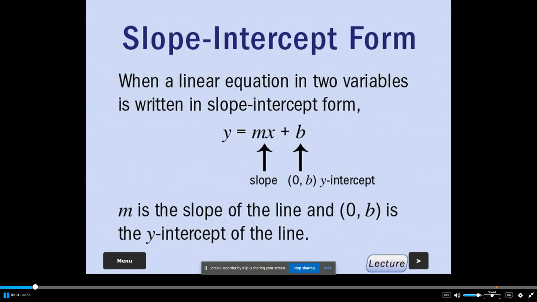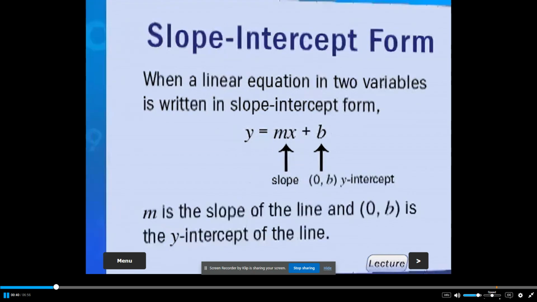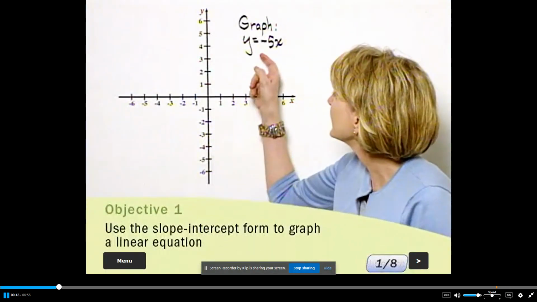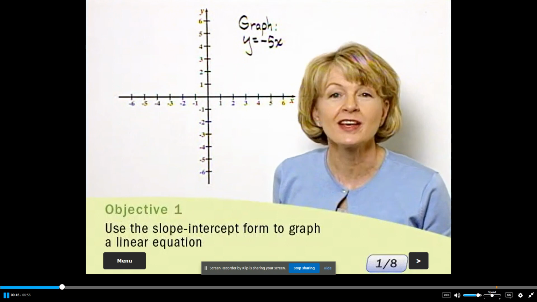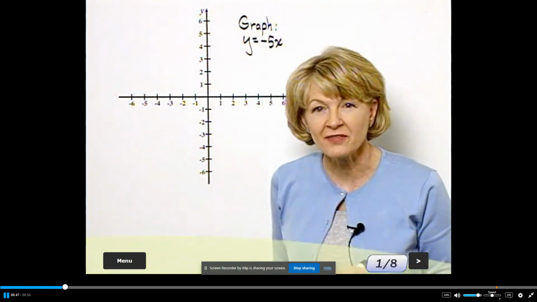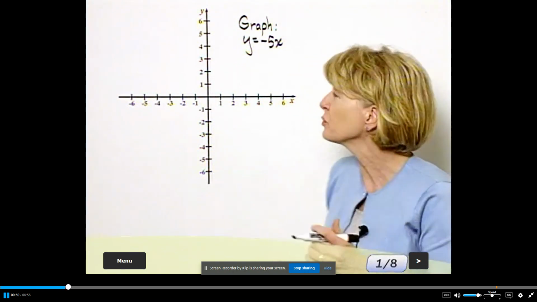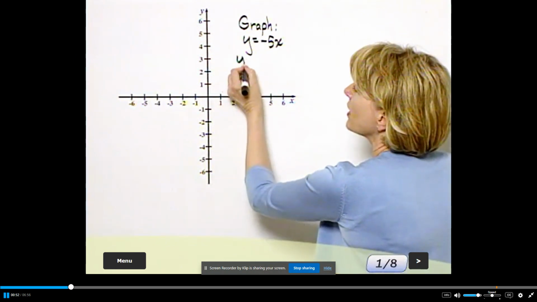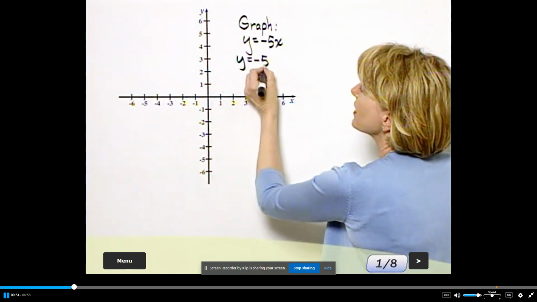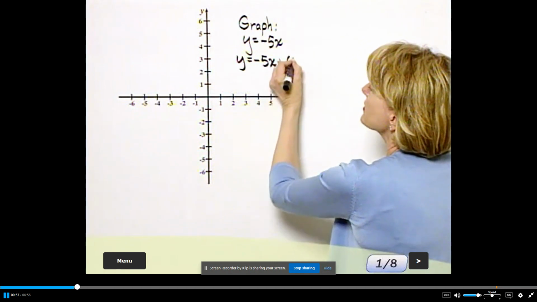Remember, when a linear equation in two variables is written in slope-intercept form, it is y equals mx plus b, where m is the slope, and (0, b) is the y-intercept of the line. Let's graph this linear equation in two variables, but let's use the slope-intercept form to graph. In other words, this is y is equal to negative 5x plus 0.